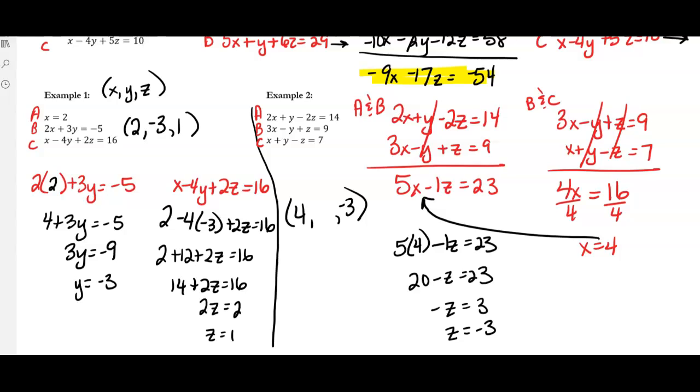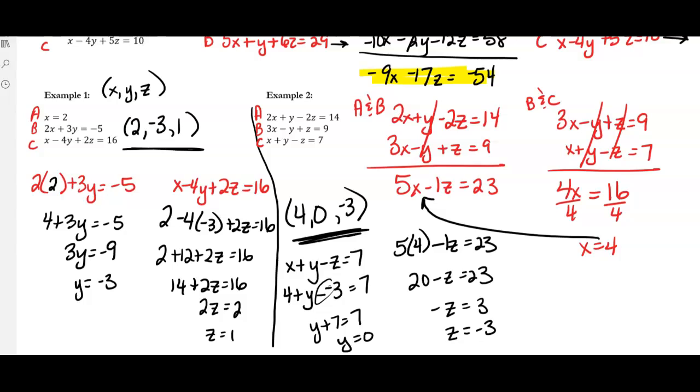So now I just have to find y. Doesn't matter which one you use. You can use equation A, B, or C. I'm going to use C because I think C is the easiest because it has no numbers to multiply by. So it'll be x plus y minus z is 7. So 4 plus y minus negative 3, because the z was negative 3, so I got to put in the negative, equals 7. So that's y plus 7 equals 7. Subtract 7 on both sides, and we get 0.